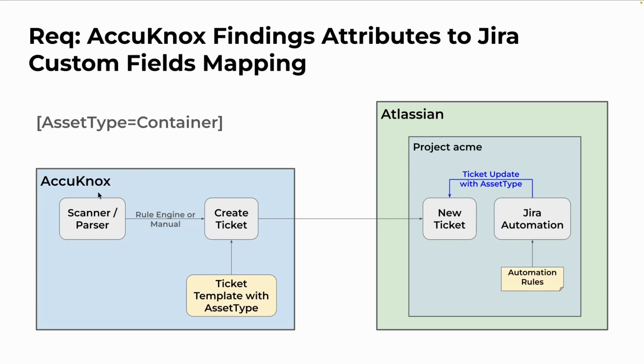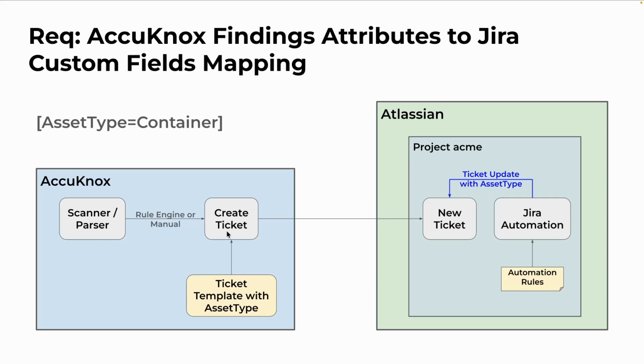Once the scanning is done, when a ticket is created, as part of the ticket itself, the asset type information is shipped within the description, and the aim here is that the Jira automation has the ability to create automation rules, such that from the description it will then update the ticket and populate the corresponding asset type custom field. That essentially is the requirement.